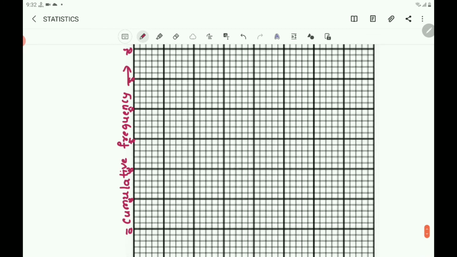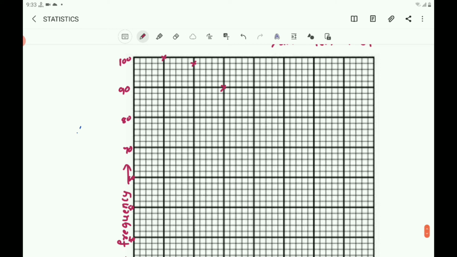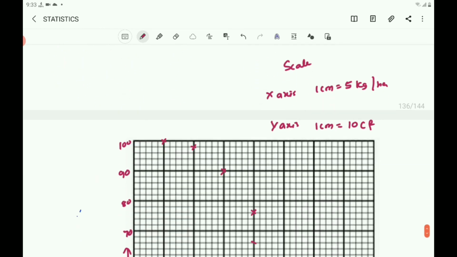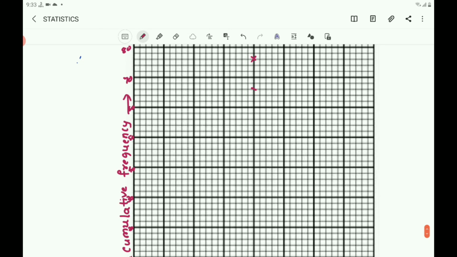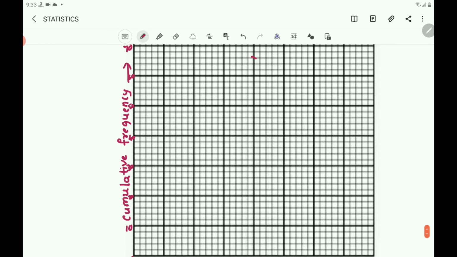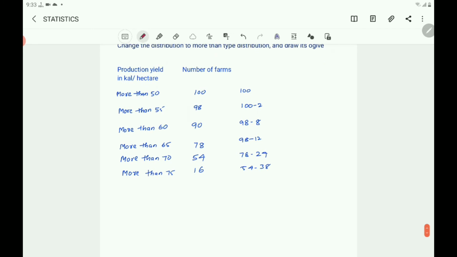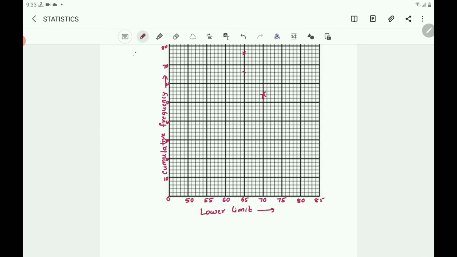And 65 is 78. Let us take here 78. 78 means it comes here. 65, 78. 70, 54. 54 means it comes here. Next 75, 16. 75 is here. 16 is, that is 10, 12, 14, 16.